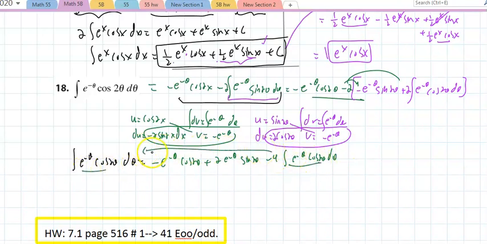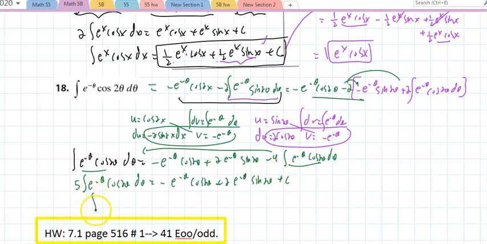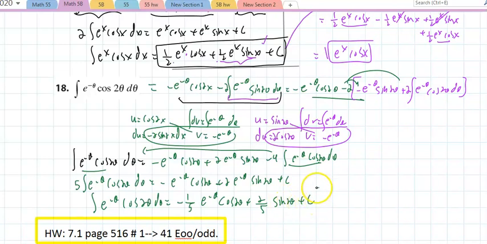Negative 4, if I move that to the right, becomes positive, so this is 5 the integral of e to the negative theta cosine of 2 theta d theta equals negative e to the negative theta cosine of 2 theta plus twice e to the negative theta sine of 2 theta plus c. And if I want this integral by itself, simple algebra, divide by 5 both sides. And c over 5 is actually c, and that would be my answer.